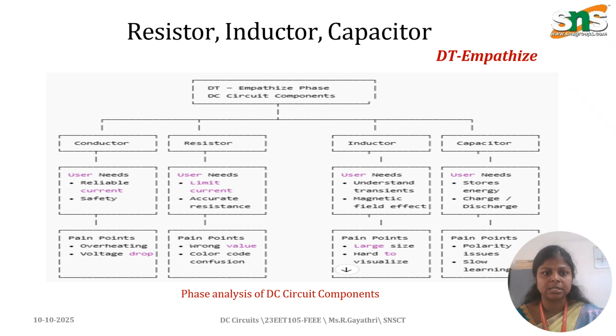Then coming to the DC circuit components, which are mostly conductor, resistor, inductor and capacitor. The conductor is used when we need the flow of current in the circuit. When we require opposition to the flow of current in the circuit, the resistor is used. When there is storage of energy in a magnetic field, the inductor component is used. When the storage of energy should be in an electric field, the capacitor is used.